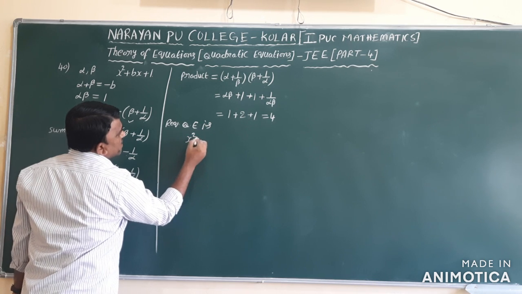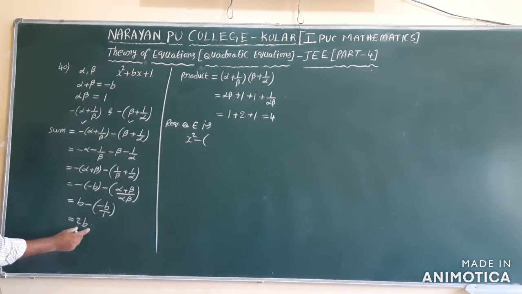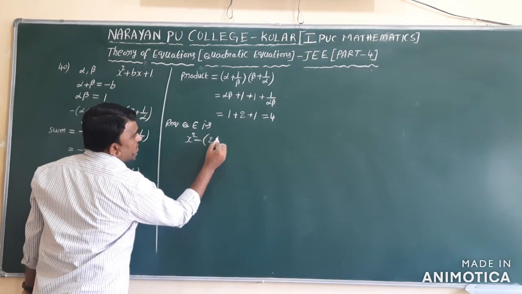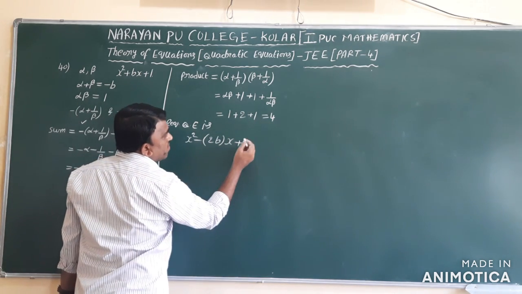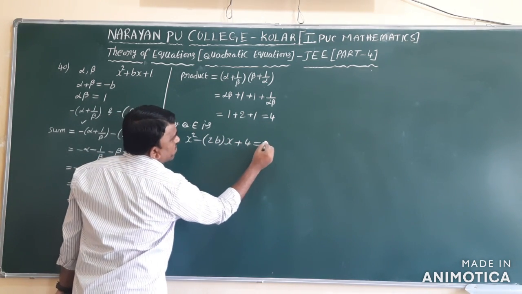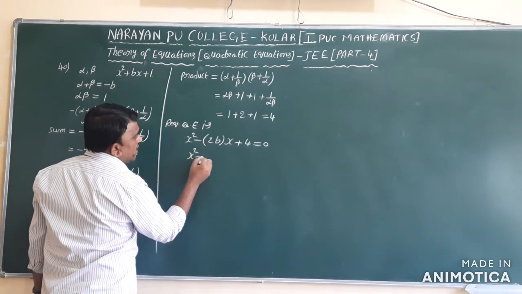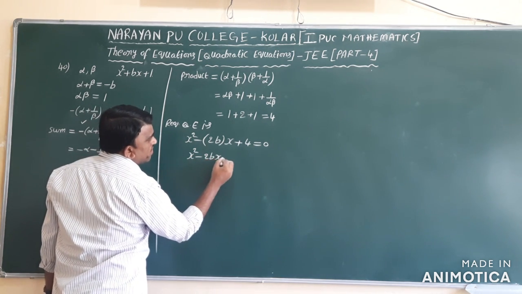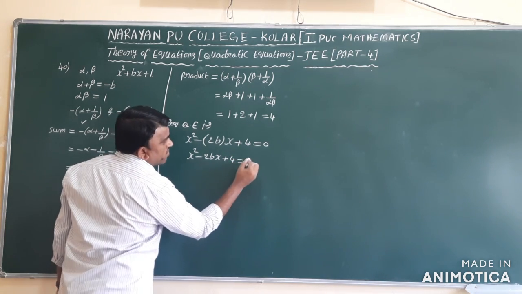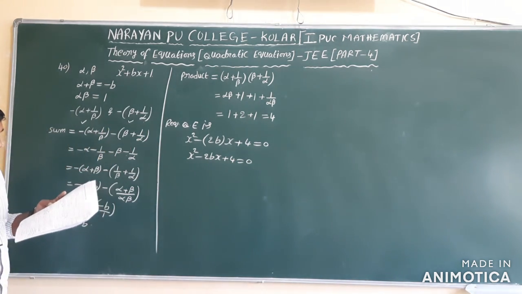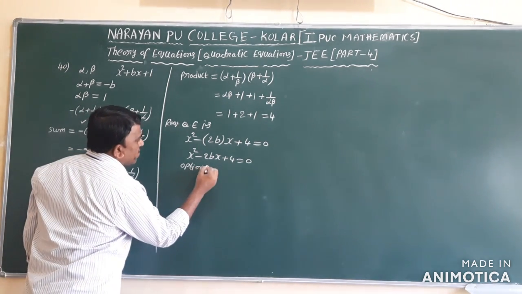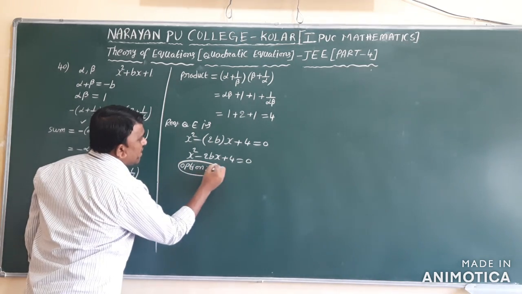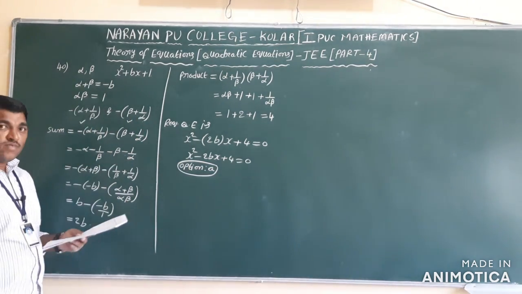x square minus sum of the roots 2b into x plus product of the roots 4 is equal to 0. Finally, it is x square minus 2bx plus 4 equal to 0. So, option A is correct one. Option A is correct one. Next question.